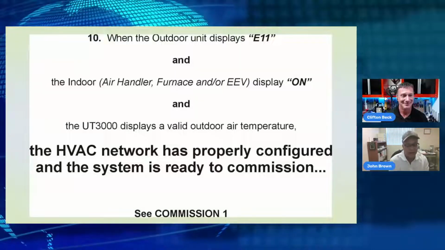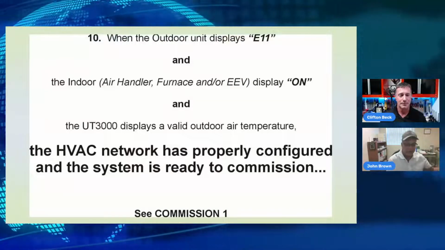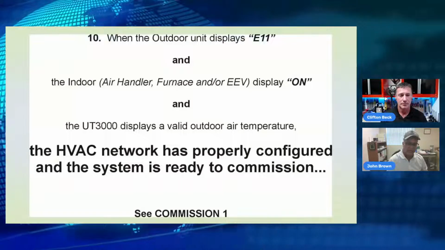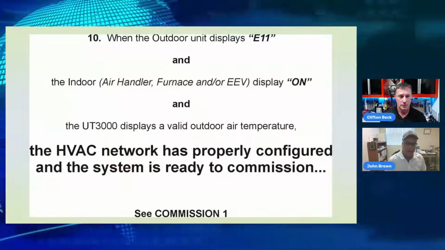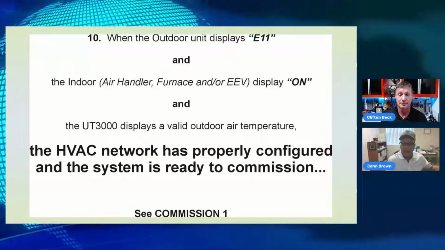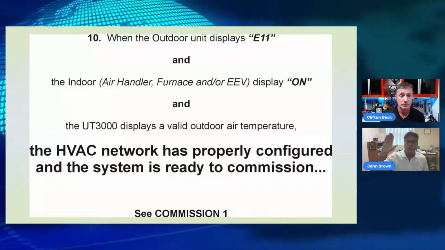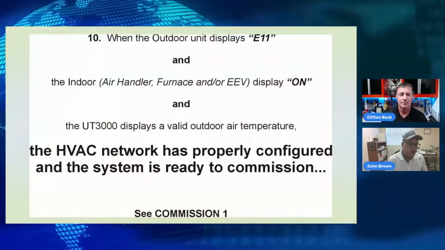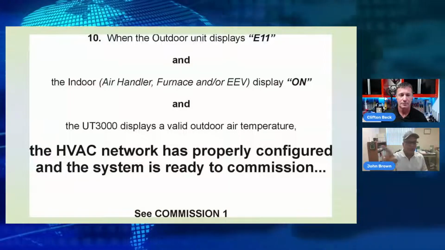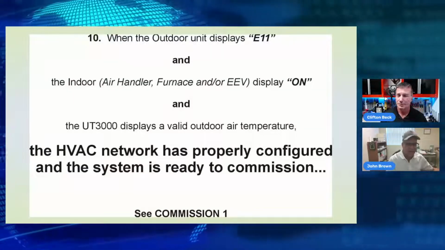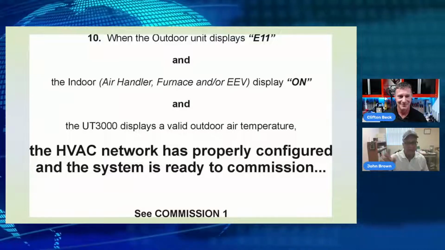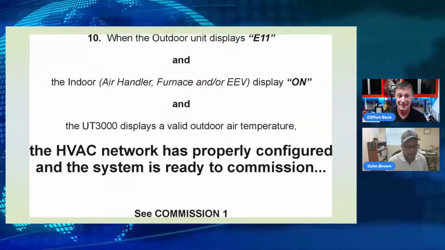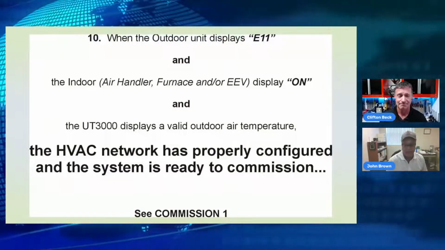Thanks for pointing that out, because the UT3000 does have a dedicated outdoor air sensor terminal block at the bottom right corner. And we get this question a lot. Do I need to add a sensor there? No, we're retrieving it from the outdoor unit. And this is why it's a good clue. If you see OAS bad, it doesn't mean you need to add one. It means we need to fix and or stabilize the network.